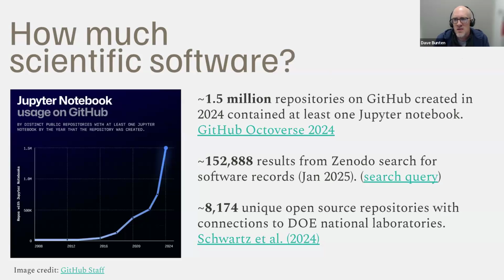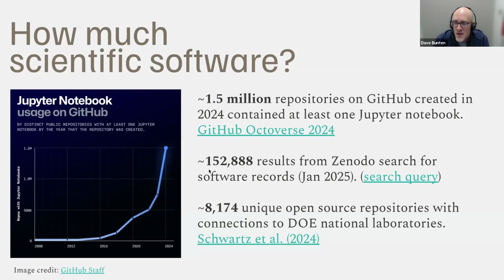So how much scientific software are we really talking about when we talk about these things? I think it's important to talk about how much there actually is, given the problems that I mentioned before. So the GitHub Octoverse report for 2024 cited that there are 1.5 million repositories on GitHub created in 2024 that contained at least one Jupyter notebook. And I'm kind of making a leap here to think of those repos as being at least somewhat scientifically related, because Jupyter notebooks have become such a core aspect of scientific software development.